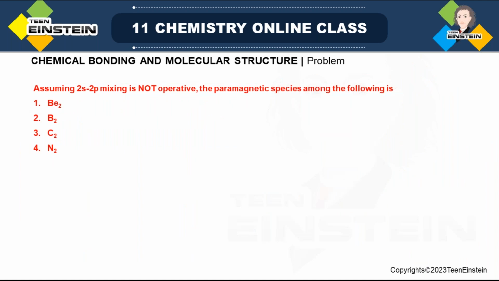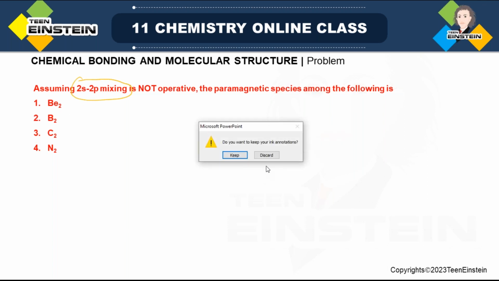Assuming 2s2p mixing is not operative, we have to choose the paramagnetic species among these following four. Single correct choice. Remember 2s2p mixing: we haven't done a detailed discussion of this theory because it is not required in our syllabus. But because of this type of mixing, I just want to show you this slide.